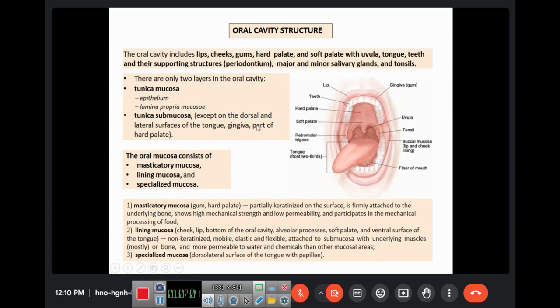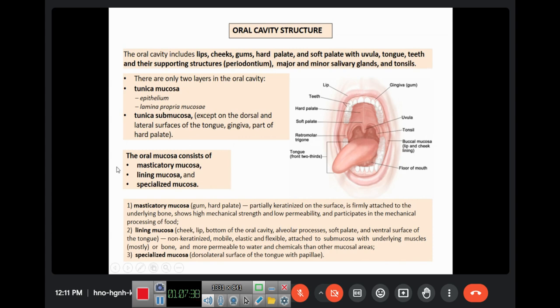It is absent on the dorsal and the lateral surface of the tongue because the tongue is included in the chewing process and it is subject to mechanical stress. Also, submucosa is absent on the gingiva, on gums, and in some parts of the hard palate, the rough and the margin part of the hard palate, which is close to the teeth.